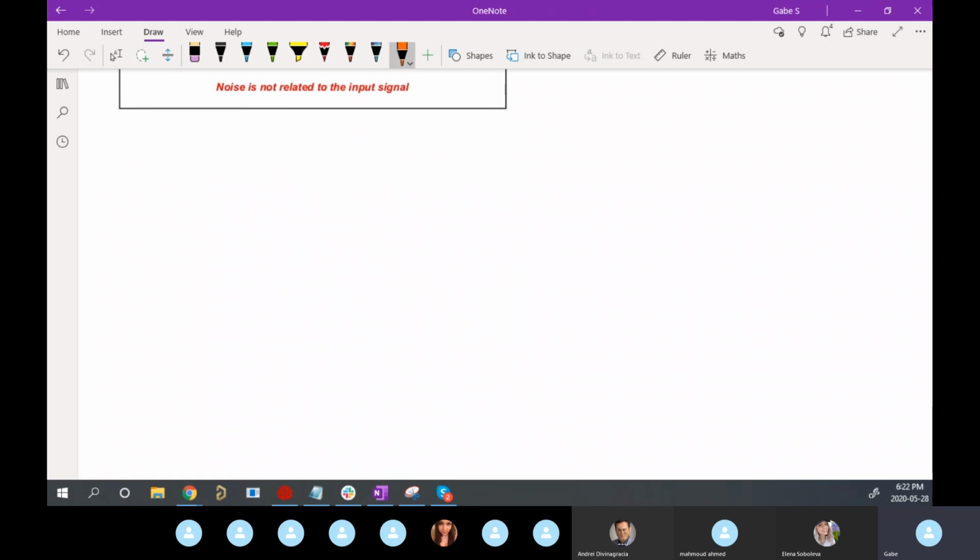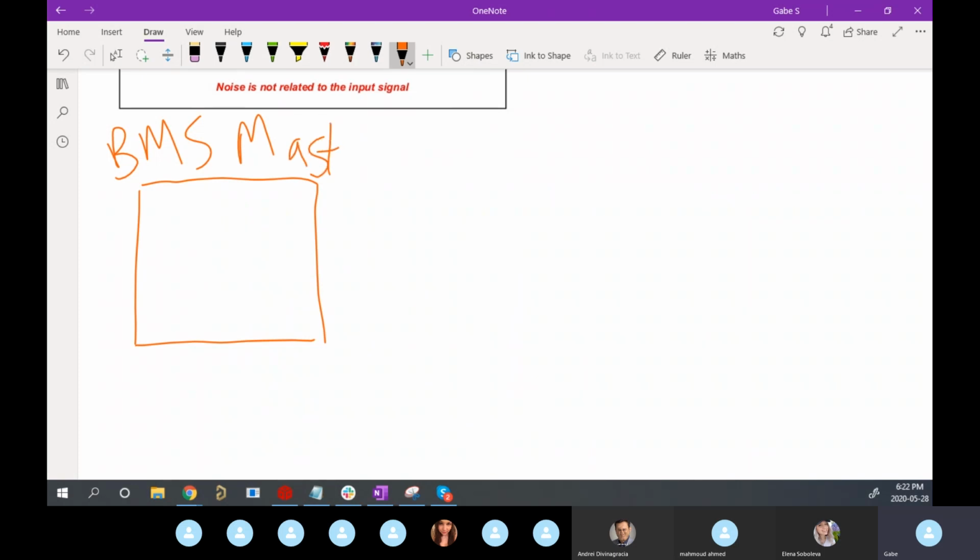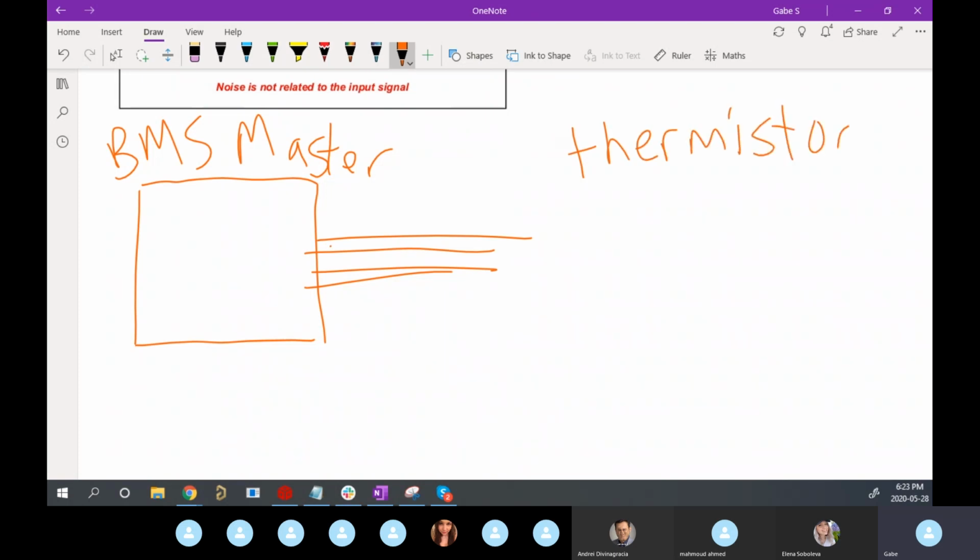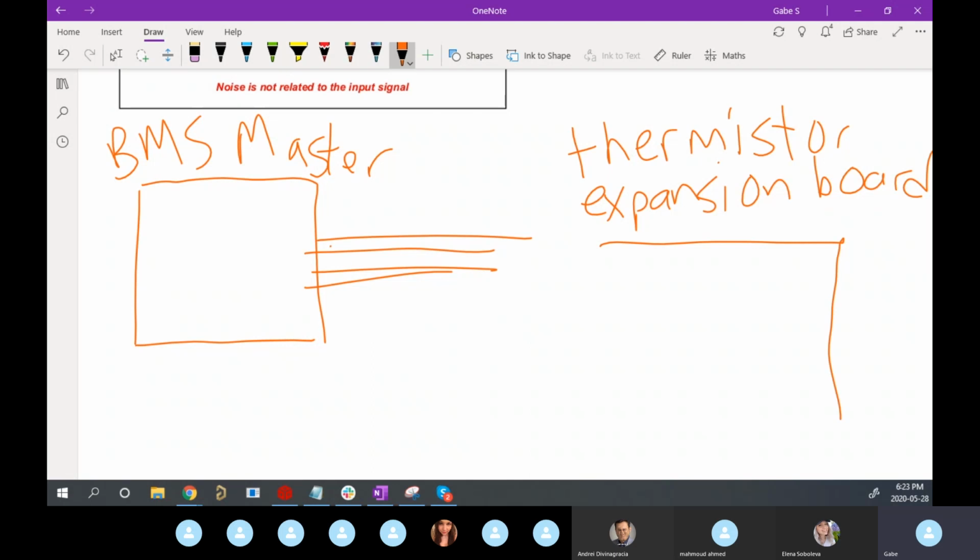So for example, in our car, we have the BMS master. BMS is battery management system, so it takes care of the batteries in the car. And it talks to something called the thermistor expansion board. For now, let's just draw it as one block, but we'll expand on this a little later.